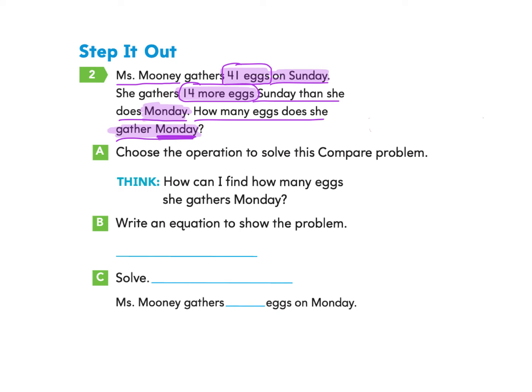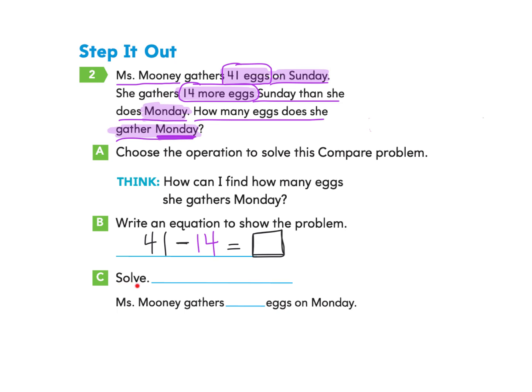So I'm going to go ahead now and write an equation to show the problem. First, I take the number of eggs, 41, that she gathered on Sunday. And I'm going to write that here, 41 eggs. Then I'm going to take the amount, 14, that it says that she gathered 14 more eggs on Sunday than she did on Monday. So I'm going to take that number away, so I'll write 14 here. And this will give me our unknown amount of eggs gathered on Monday.